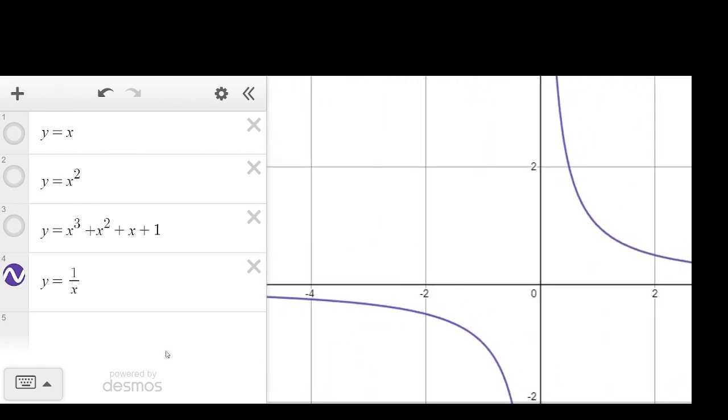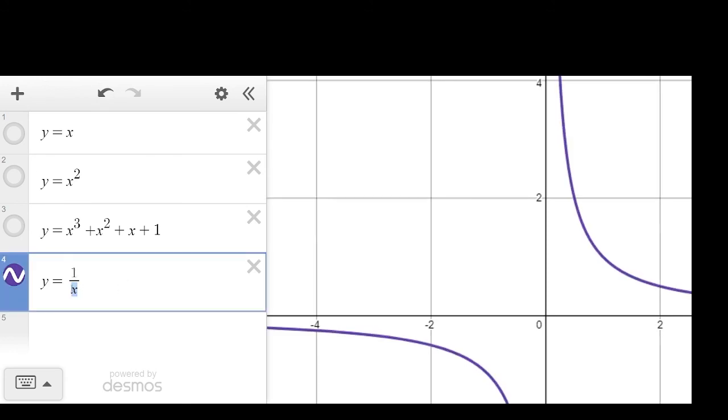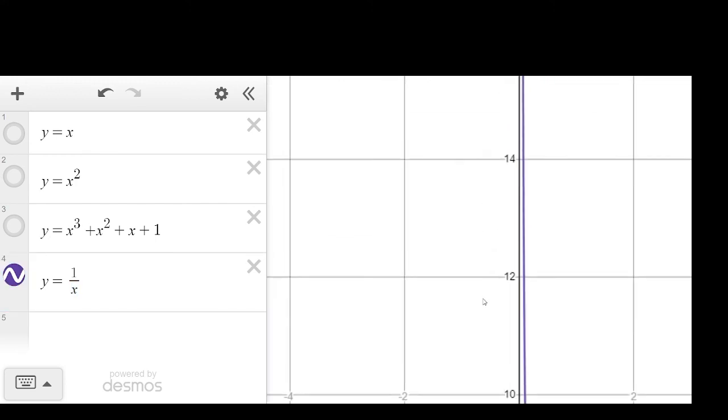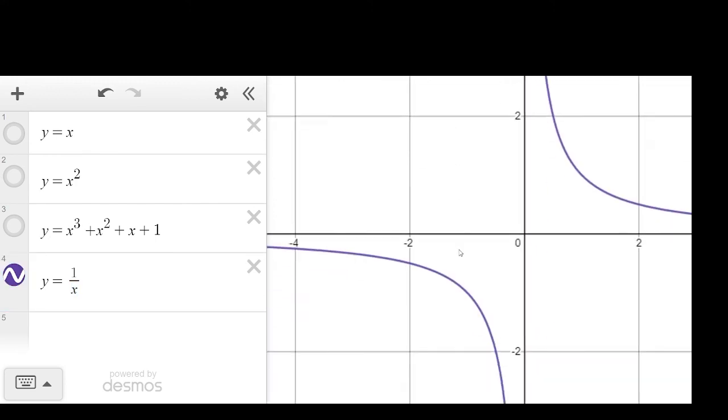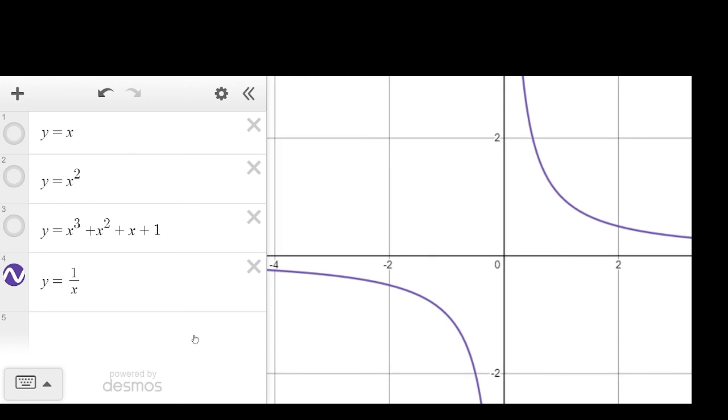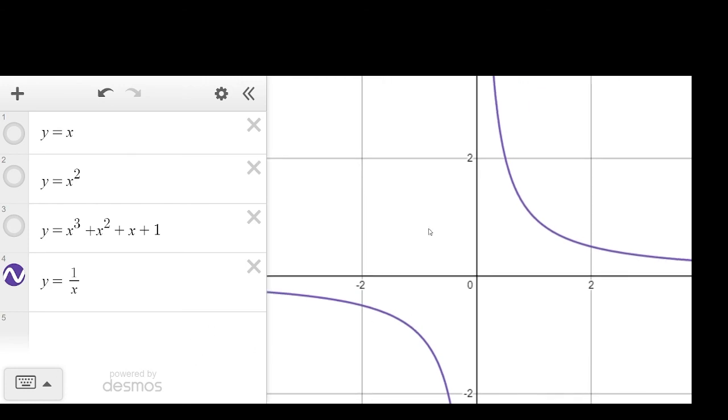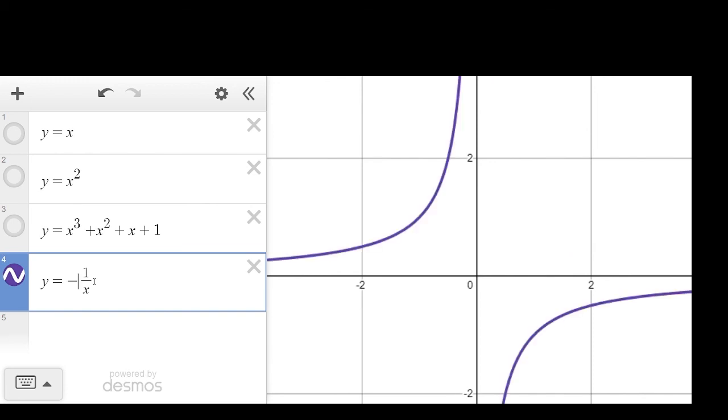Similarly, if you consider when x becomes smaller and smaller, y becomes larger and larger, but x can never become 0 because 1 over 0 is infinity, so it can never quite touch the y-axis. Anyway, the shape of the y equals 1 over x graph is like this, and the shape of y equals minus 1 over x is the same, but reflected about the y-axis.